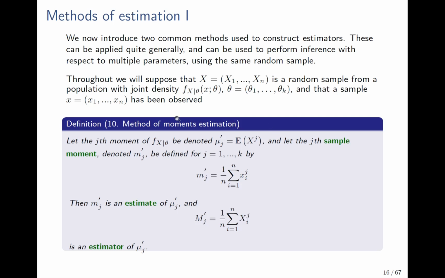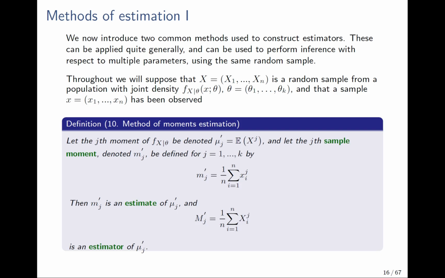And throughout the discussion that we conduct now, we're going to suppose that we have a random sample X from a population with a joint density f(x | θ), and that a sample has been observed. So real data has been taken and there's a realized observed sample from this random sample. And we'll start by talking about method of moments estimation.